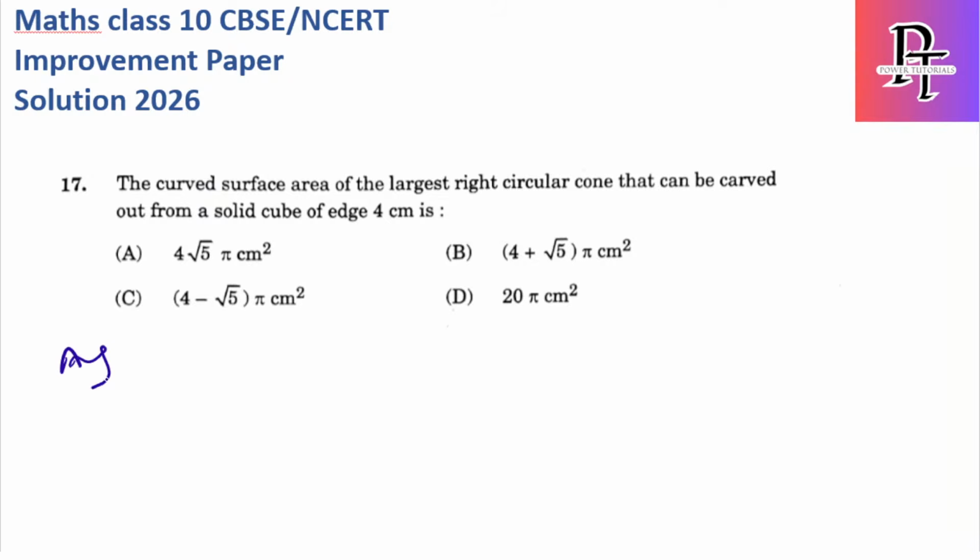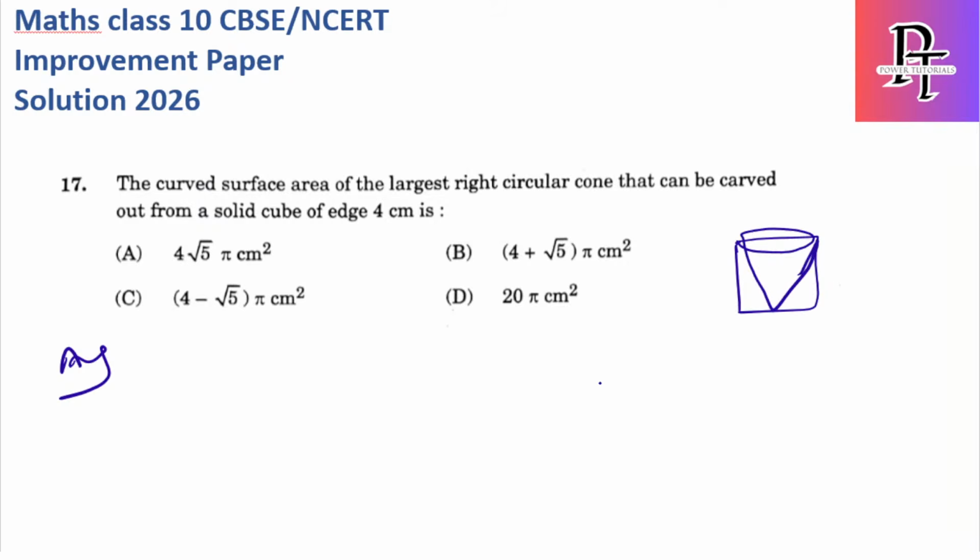17th question. The curved surface area of the largest right circular cone that can be carved out of a solid cube of side 4 cm. If we have a cube like this, then the largest right circular cone will be this one.